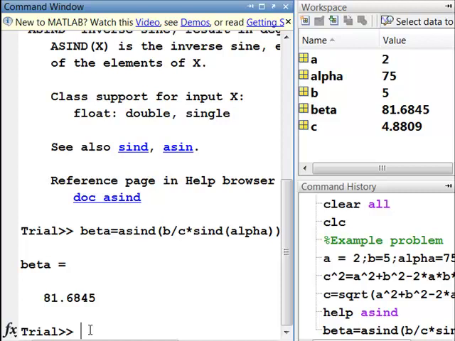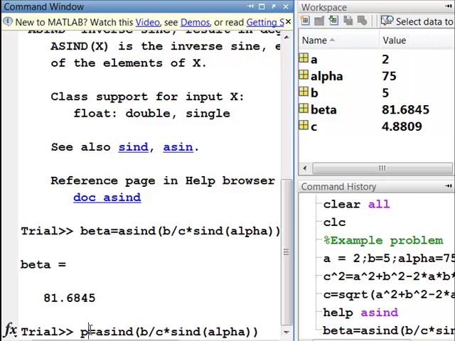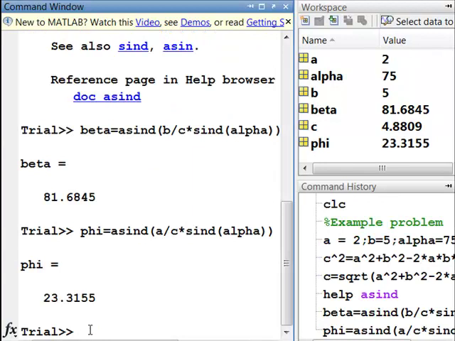Next, we can calculate the other angle, which was phi. And what I'm going to do is again just scroll up and do some changes here. So phi is equal to asind of a divided by c times the sind of alpha. And phi is 23.3 degrees.